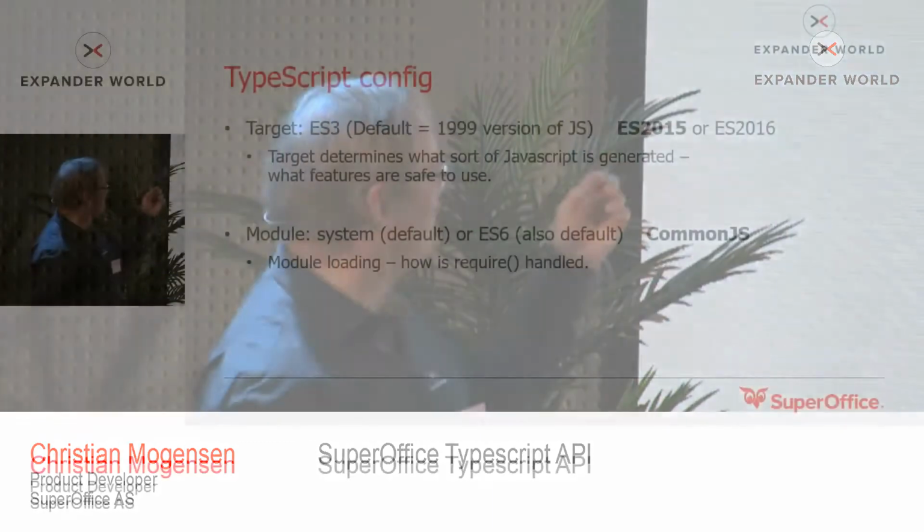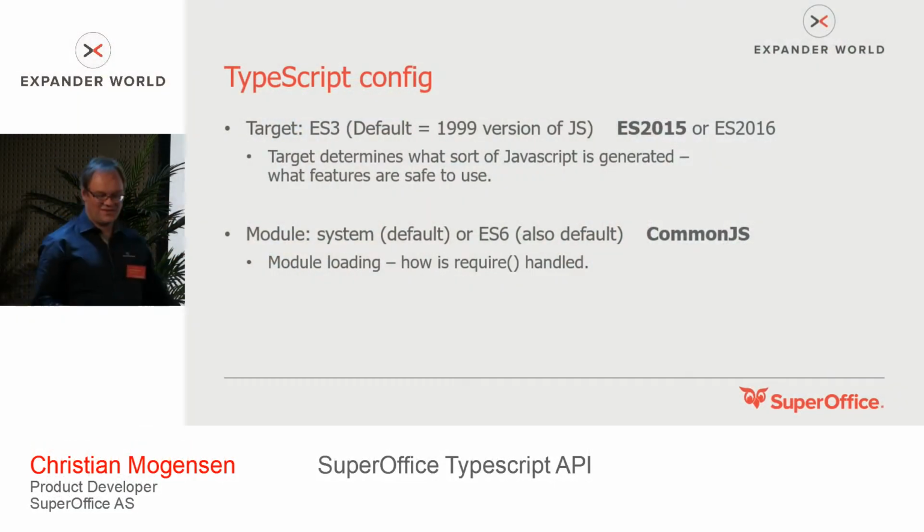And then the other thing is modules. How does it find the modules that you're referring to? There's a whole bunch of different systems for this. And it turns out we need to explicitly say, please use the CommonJS version, and things suddenly start working.